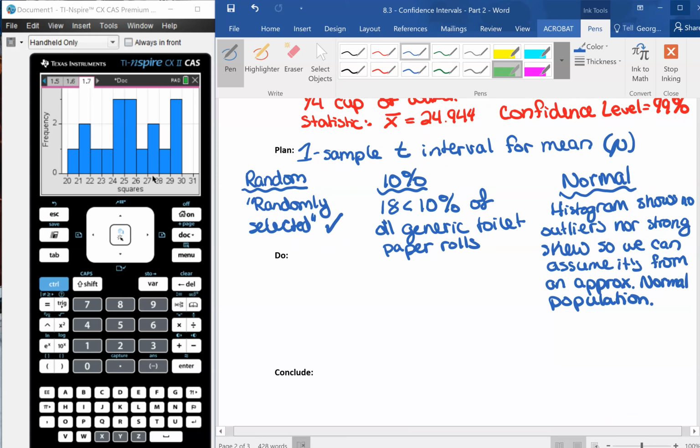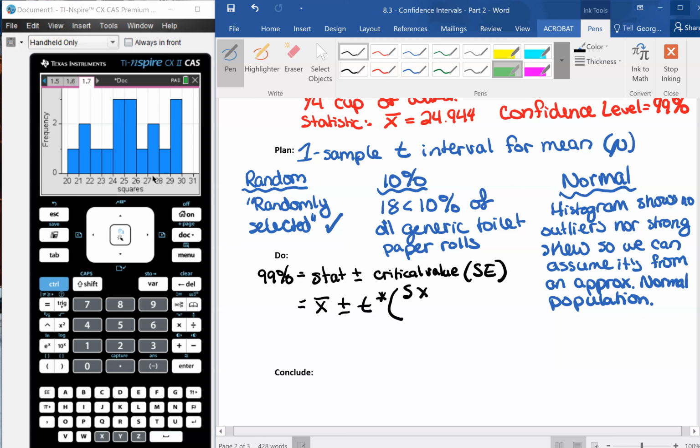All right, so jumping into our do section now. I'm going to actually run through this. So we're going to find a 99% confidence interval, which is the statistic plus or minus the critical value times our standard error. Our statistic was our x bar. Our critical value is t star. And our formula for standard error is Sx over the square root of n. Okay, so our x bar was 24.944.